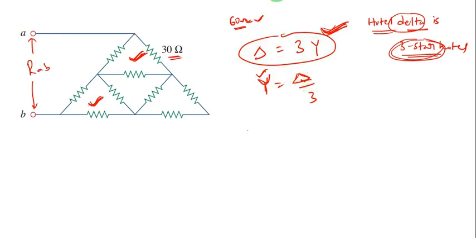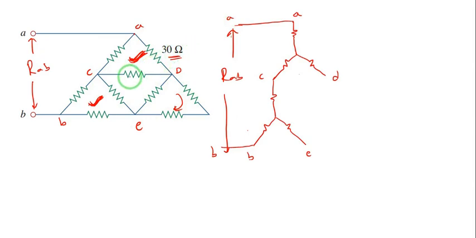For this problem, just convert these two deltas into star connections and you will get the answer. Before that, name the nodes. This is node A, and this is node B. Let this be C, this be D. Here there is no node because the same current flows through this. Let this be E. If we convert delta into star connection, it will appear like this.